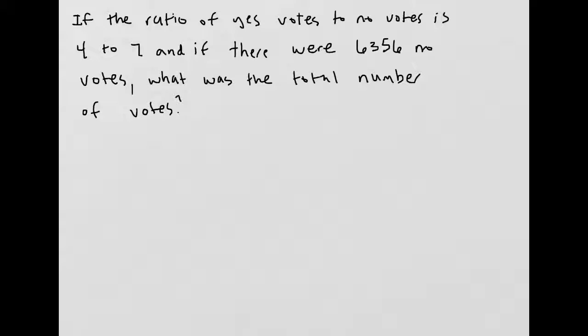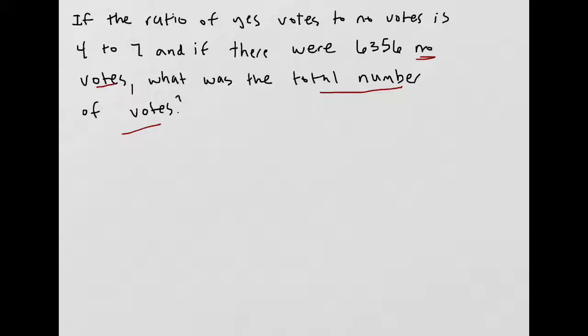So a lot of times when I'm doing word problems, I start with the question part, which actually really kind of begins with this if. If there were 6356 no votes, what was the total number of votes? So what I want you to notice is that no votes is being linked to total votes. So it would be nice if I could write a ratio of no votes to total votes.